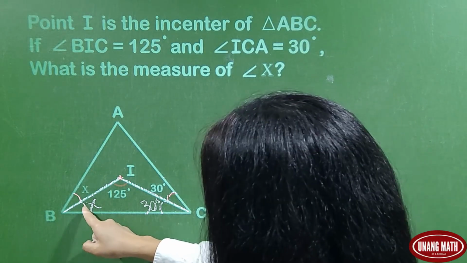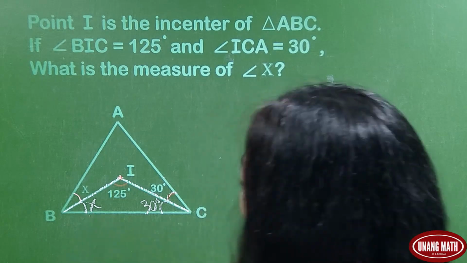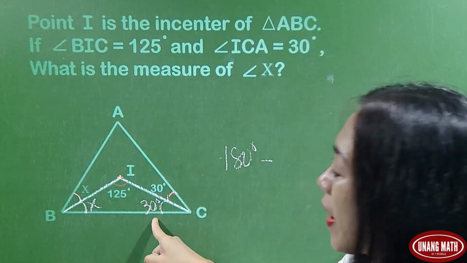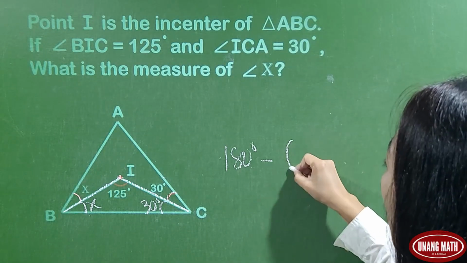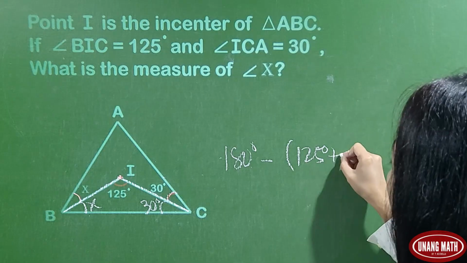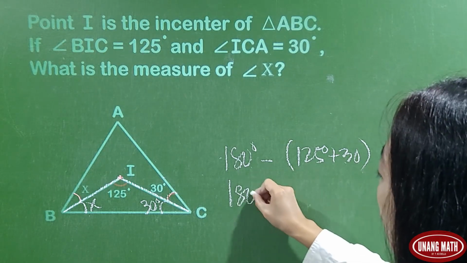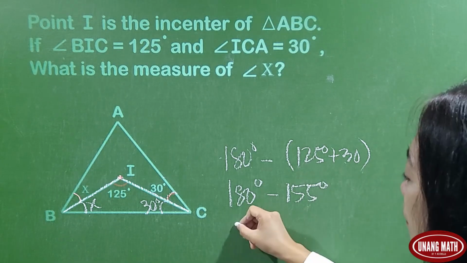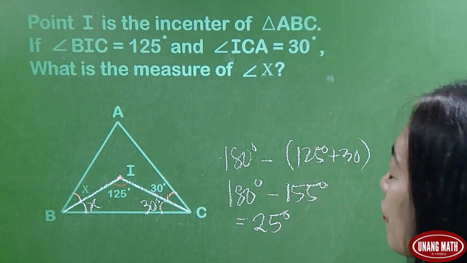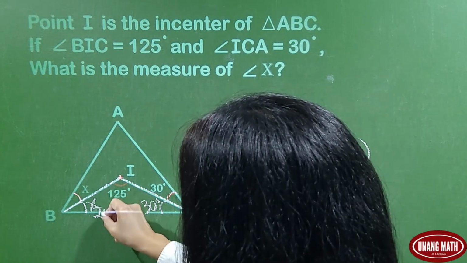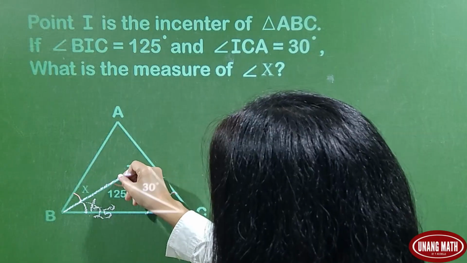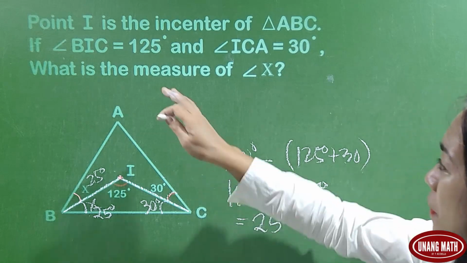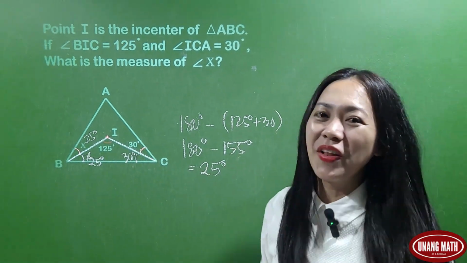To find the measure of this angle X here, we have 180 degrees minus the sum of 125 and 30. So 125 plus 30 is 155 degrees. And 180 degrees minus 155 degrees is equal to 25 degrees. So this is 25 degrees. And since this is an angle bisector, that means this is also 25 degrees. So the measure of angle X is 25 degrees.